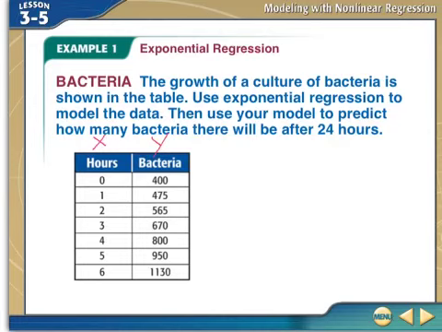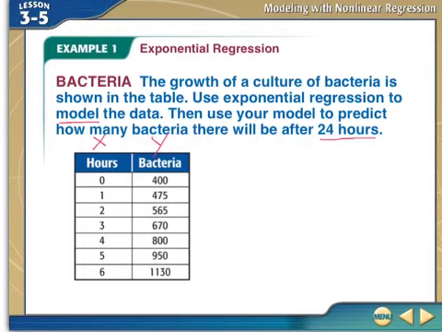Now, because we have several data points, we actually have 7 data points in our table, what we're going to do is find our exponential model or exponential equation, because a math model is just an equation that we can use to predict. In this case, once we have our model, we're going to predict how many bacteria there will be after 24 hours. So we're going to plug this data into our lists.